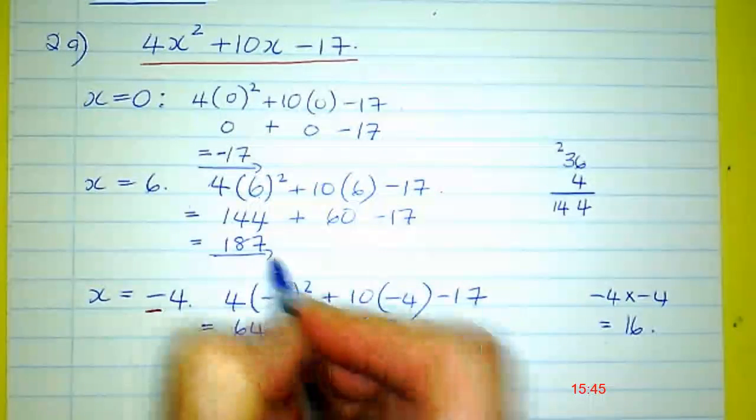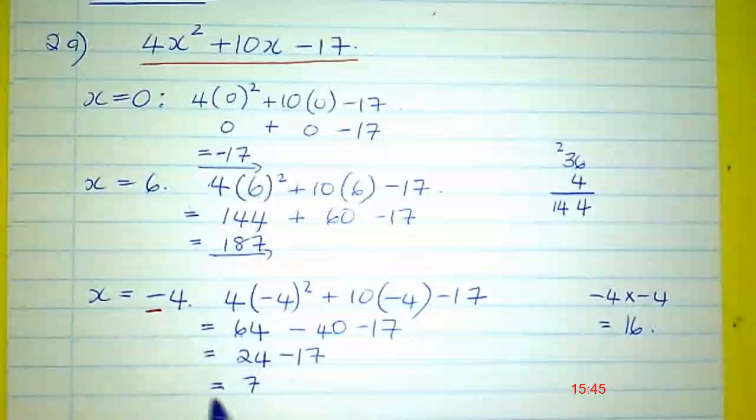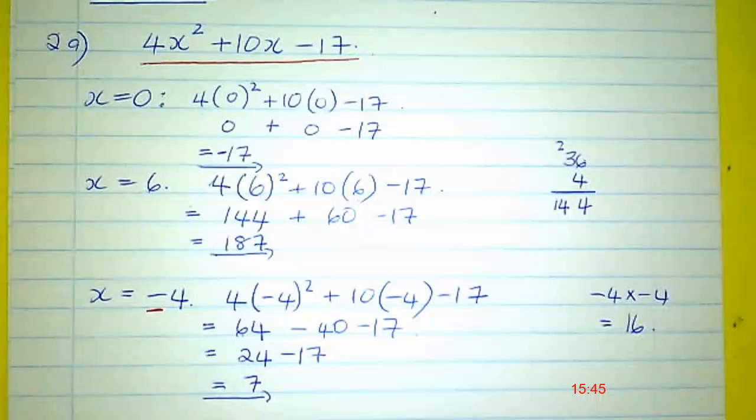Okay, so the first question's answer was negative 17. Next one, 187. Next one, 7. So you can see what we mean by a variable. That x can have all sorts of values. And depending on its value, the expression has different values.